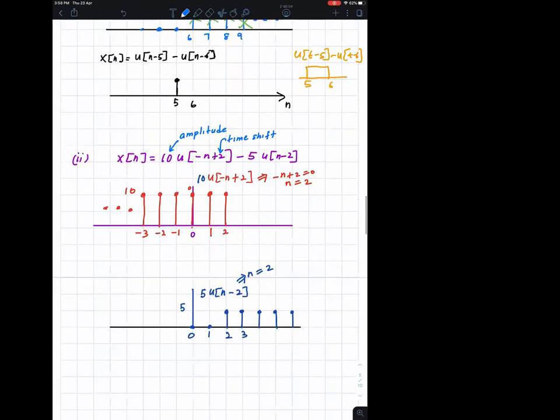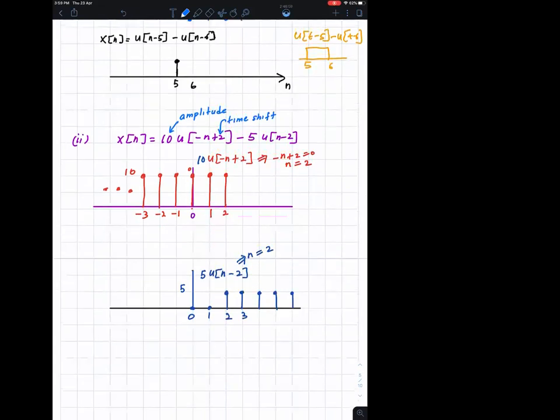If negative n, you have to flip it over. You can do either way. You can either flip it over or you can do it this way.